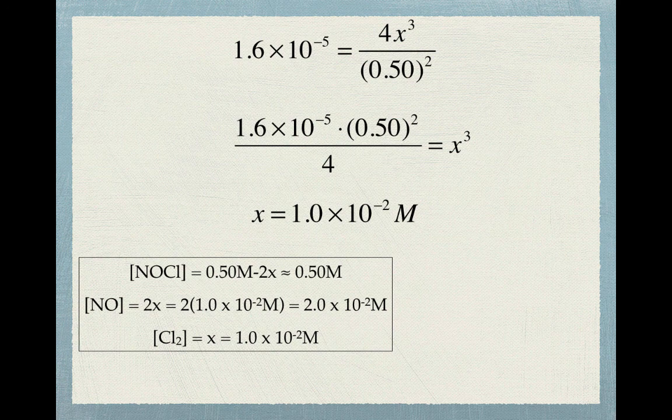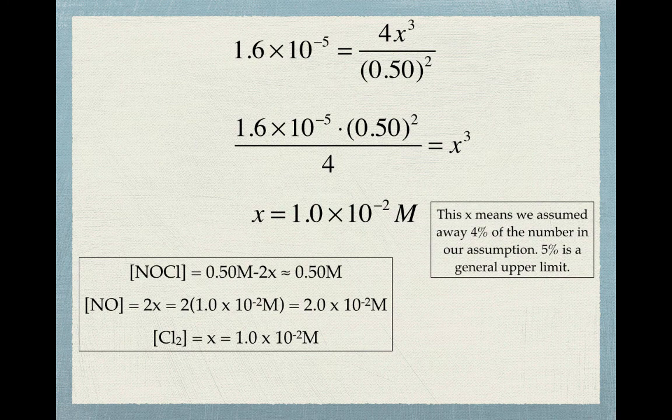So now we want to check our value for x and make sure that we were allowed to make our assumption. If we take a look at our value for x here, we would find that we assumed away about 4% of the value for the NaCl. We have 1 times 10 to the minus 2 times 2 as x, and we compare that to the 0.5. So generally, 5% is about as much as you want to make in an assumption.